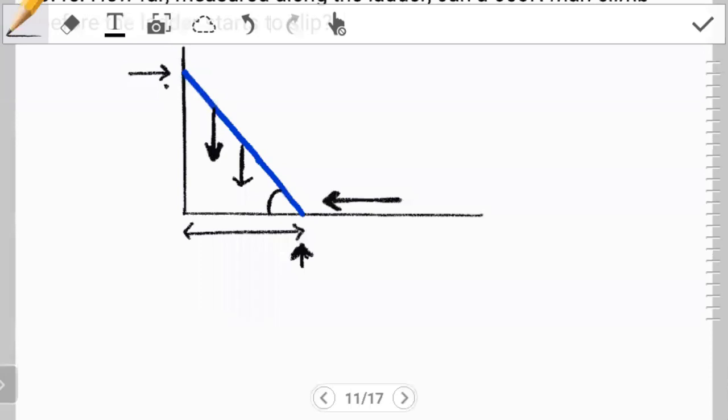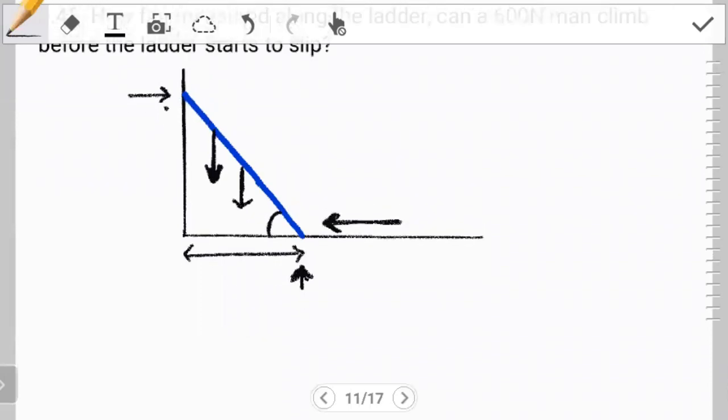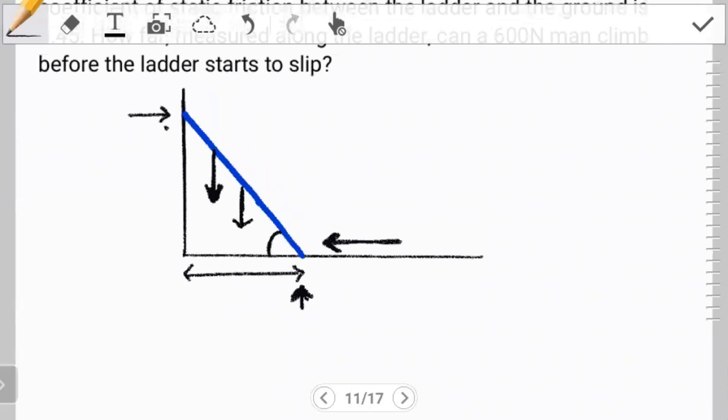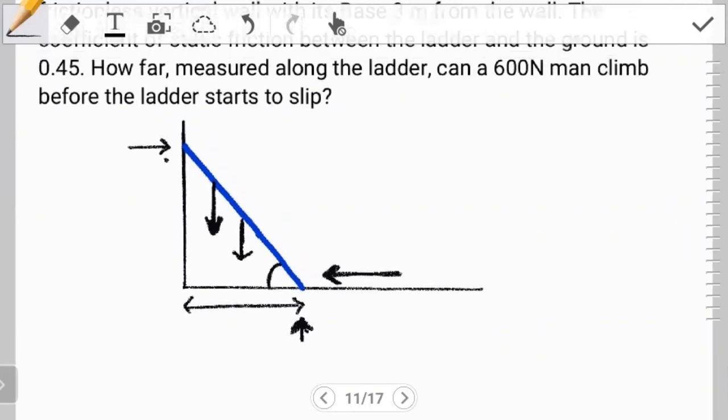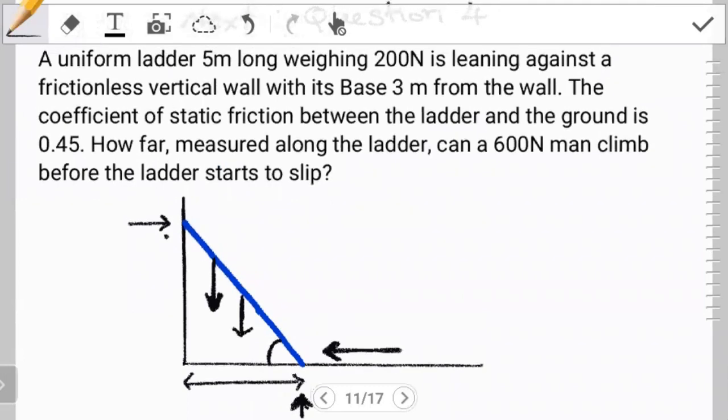Hello students, welcome to another tutorial on static equilibrium. In this video, we're going to work out the question I left you with in the previous session, and then we're going to see how best to work it out. There are two methods that you can use to work this question out.